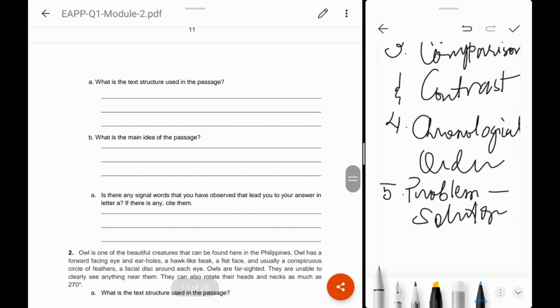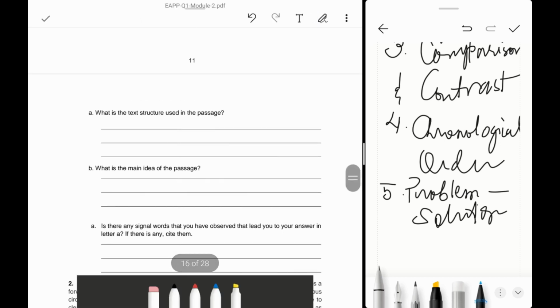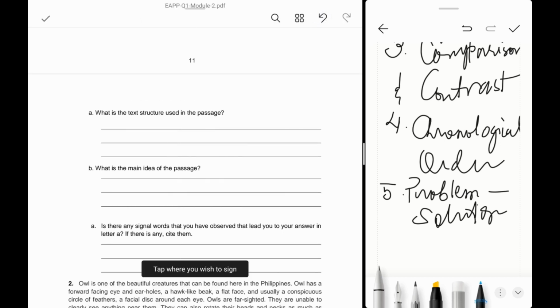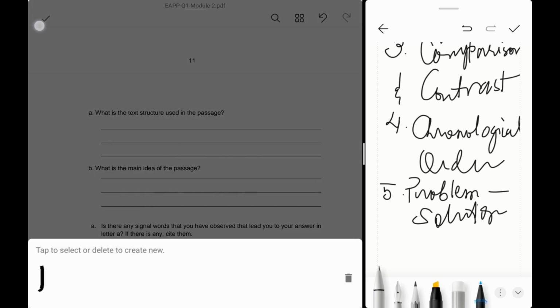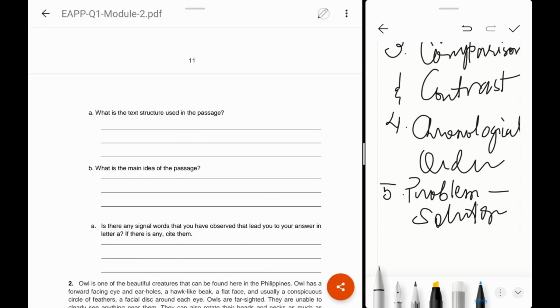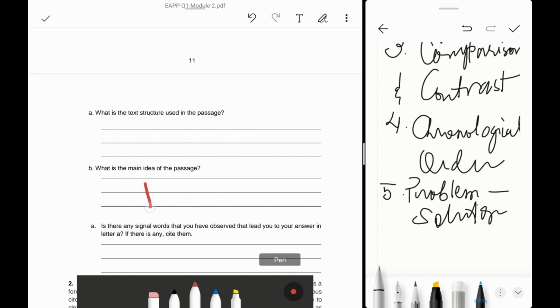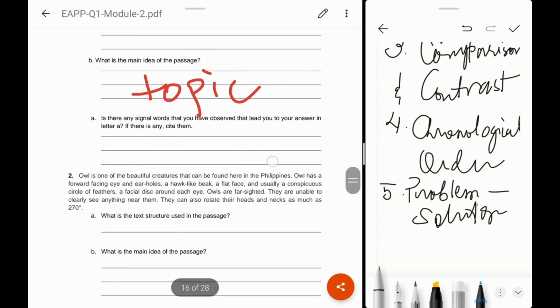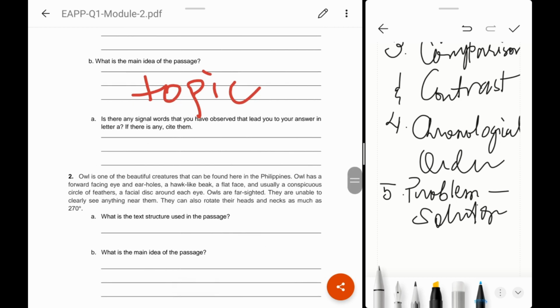B, what is the main idea of the passage? Main idea simply means the topic. Ano bang topic? Ano daw ba ang topic? Yan. Again, for this, it asks about what is the topic. Tungkol ba saan to? Tungkol ba saan itong paragraph na to? And then finally, for C, is there any signal words that you have observed that lead you to your answer in letter A?